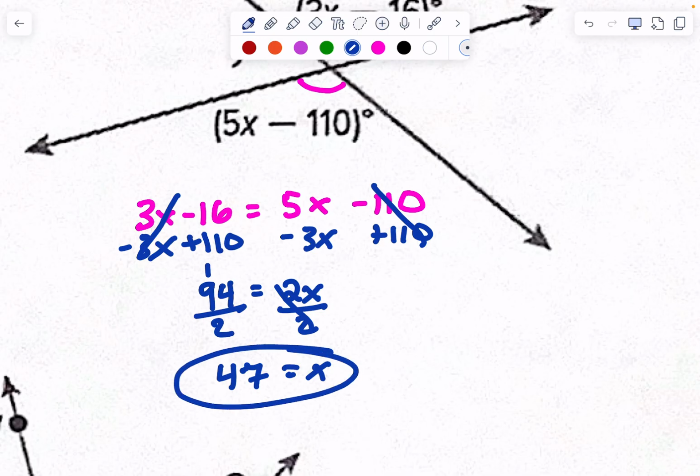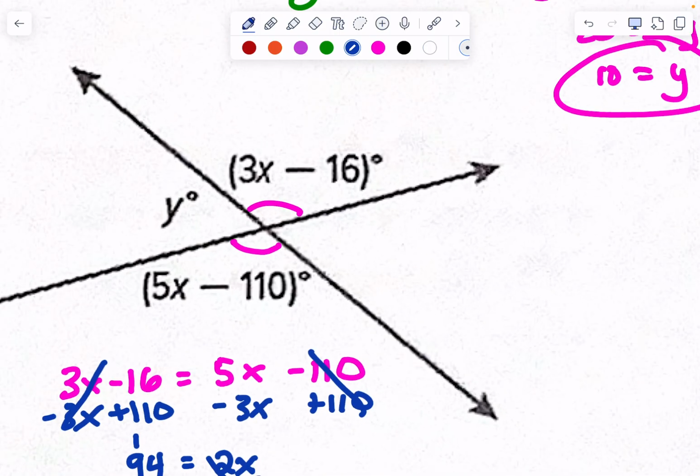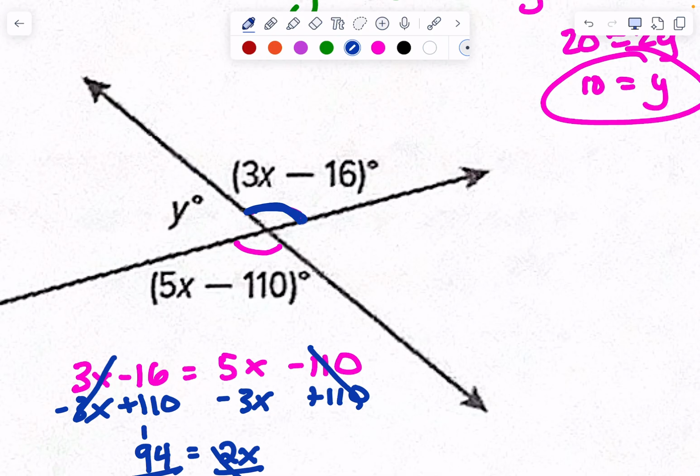Now how do I find y? 180 minus 47. No, but 47 is not this whole angle. X is 47. So now I have to figure out what this whole angle is. Let's put an x for this one right here. 47 times 3 is 120 plus 21, so 141 minus 16 is 125. So this angle right here is 125.